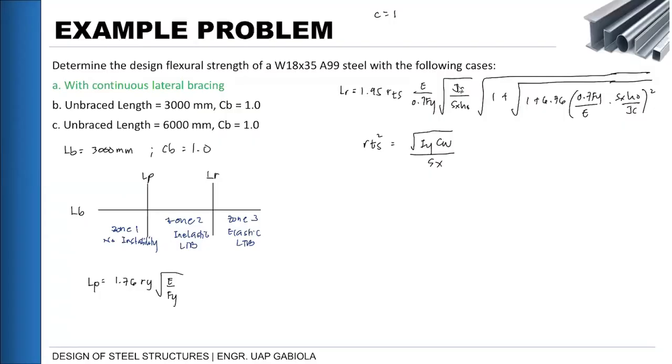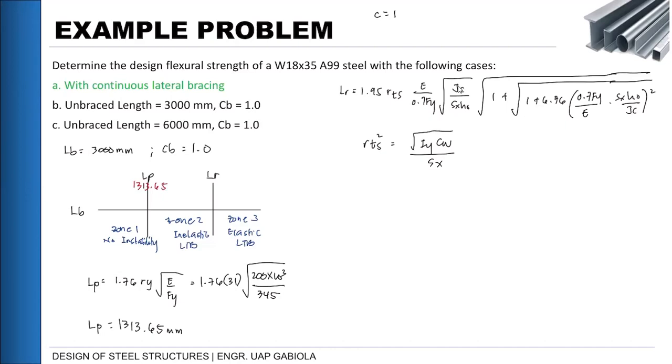So RY is 31. So we have 1.76 times 31 times square root of 200 times 10 to the 3 all over 345. So our LP is equals to, just calculate it, 1.76 times 31 times square root of 200,000 divided by 345. That is 1313.65. Okay. This means our LP is 1313.65. Okay?